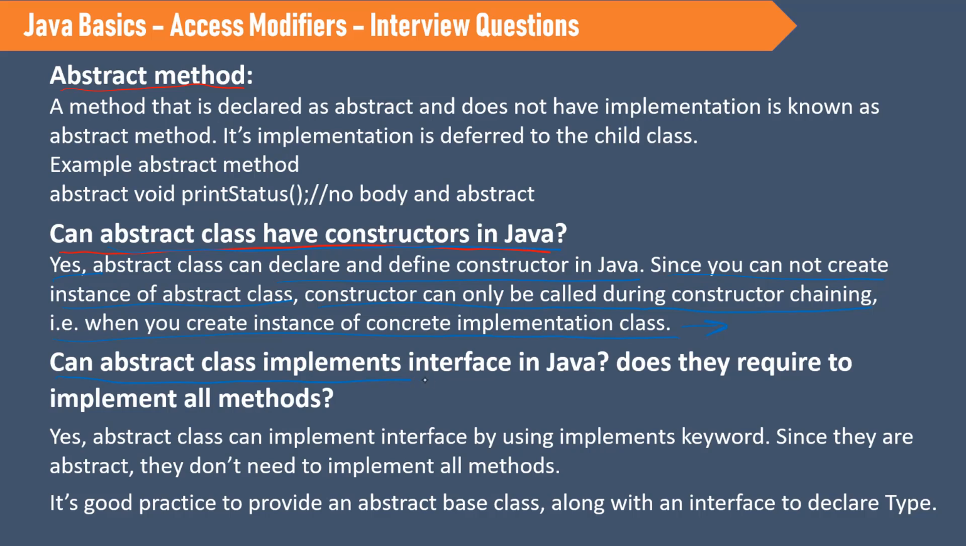Next question is, can abstract class implement interface in Java? Do they require implementing all the methods? So these interfaces we will discuss in future videos, but for now just remember that an abstract class can implement an interface by using the implements keyword. Since they are abstract, they don't need to implement all the methods.